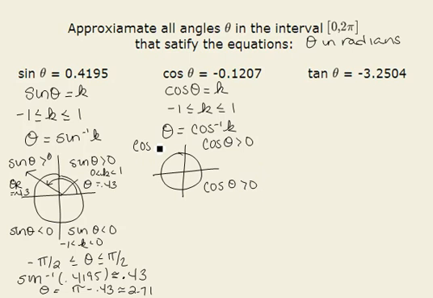Cosine is negative in quadrants 2 and 3. Therefore, when we type in a positive value for k, we are going to get a quadrant 1 angle. We couldn't get a quadrant 4 angle by typing in a positive k. Therefore, we'd have to type in a negative k, and it would produce our quadrant 2 angle.